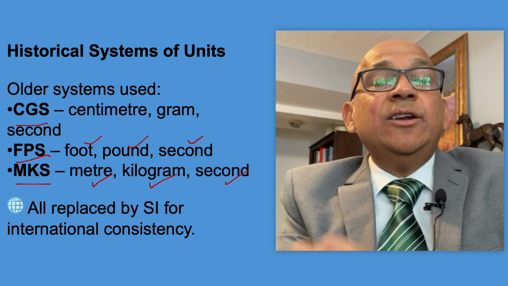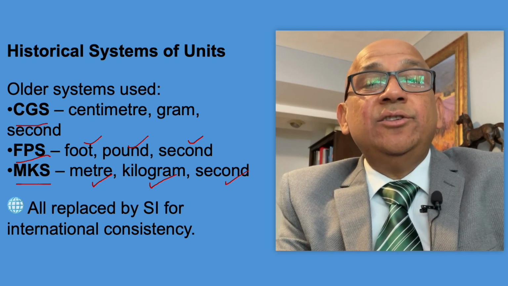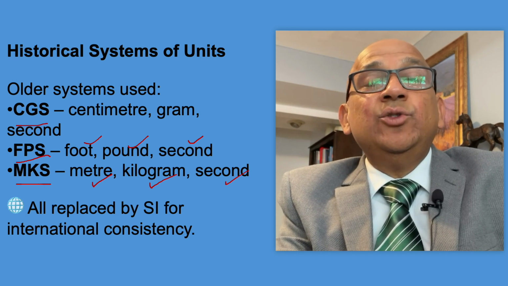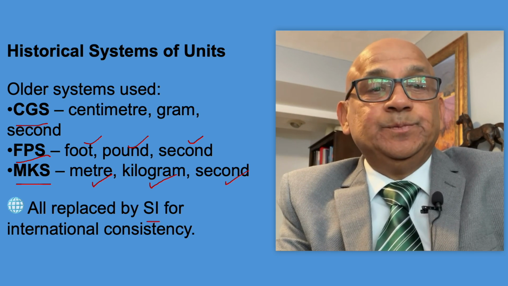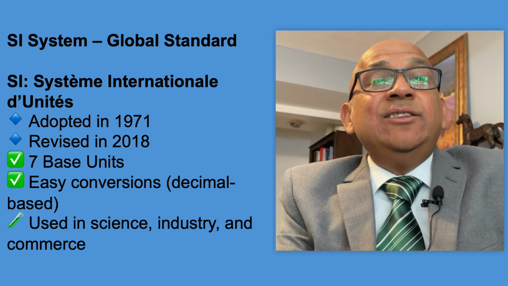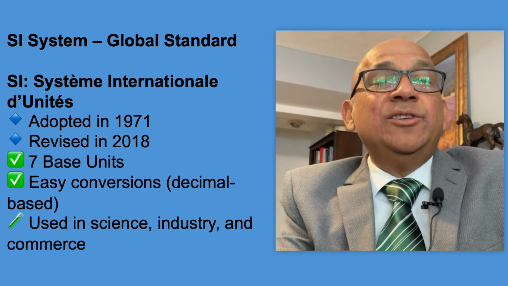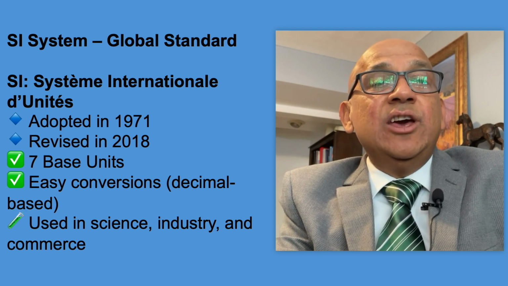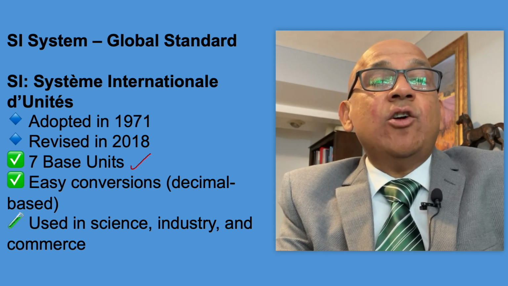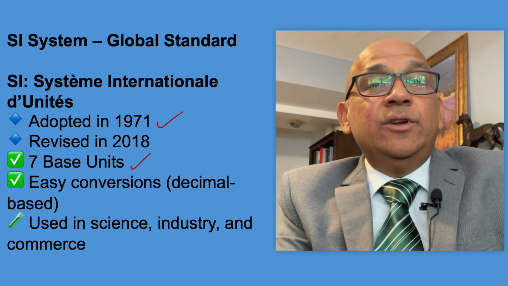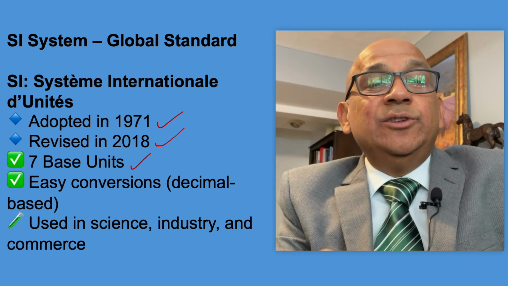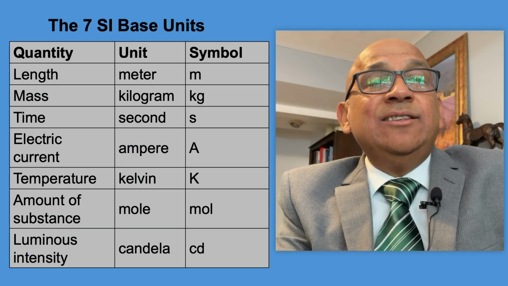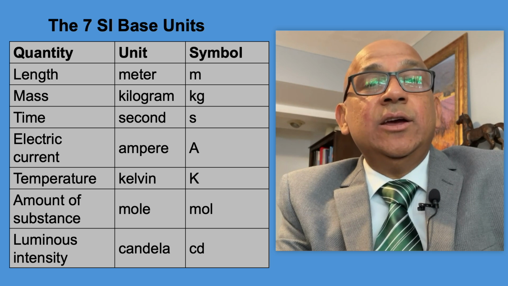So these different systems were used in different countries, different geographical areas, and so there used to be a lot of confusion, and now all of those have been replaced by the SI system for international consistency. So in the SI system, which is a global standard, there are 7 base units. This SI system was adopted in 1971 and it was revised in 2018. It is the most widely used system for units.